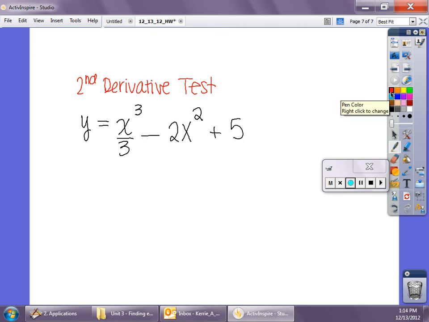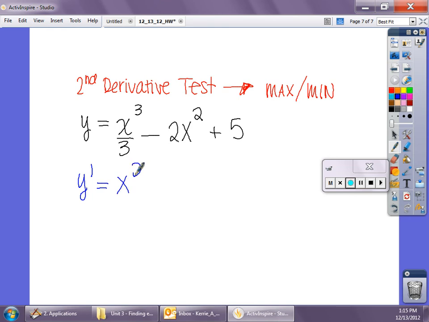If I asked you to use the second derivative test, you should understand, number one, that the second derivative test is checking if you have a max or a min. That's all it does for you. Something you already know how to do. I'm going to purposely use the second derivative test now. So I'm going to find the first derivative, which brings the 3 down, it cancels the divided by 3, and I get x squared minus 4x.